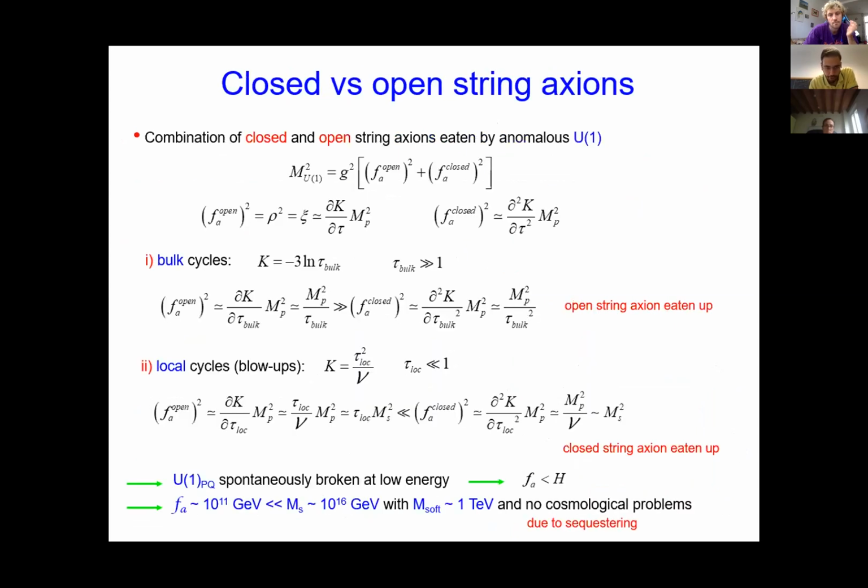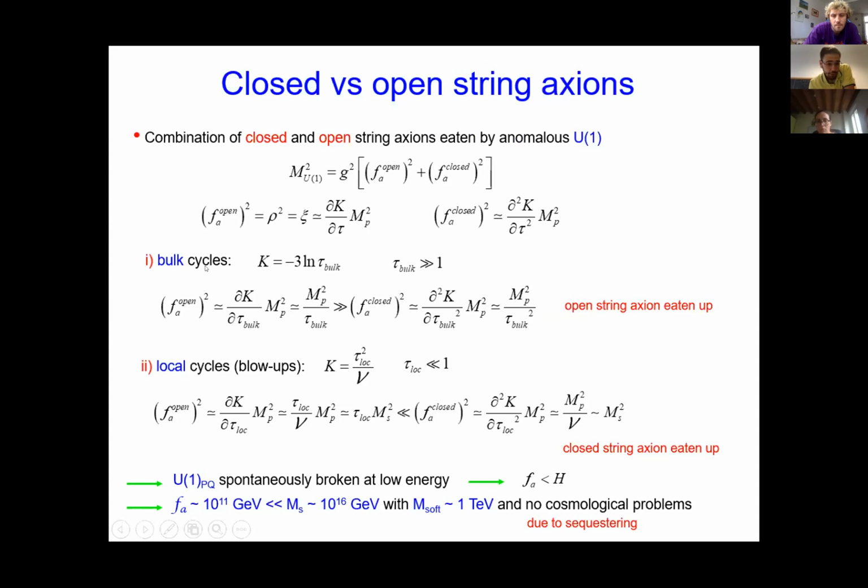So you have these two axions, and then you have to check which one survives in the low energy effective field theory. So you have to understand which combination of closed and open string axion is eaten up by the anomalous U(1). And this can be easily checked by looking at the formula for the mass of this anomalous U(1) that goes like f_a,open squared plus f_a,closed squared. The nice thing is that from string theory, you can compute these f_a,open and f_a,closed, and so you can check which one gives you the largest contribution to the mass, and then you can understand which is the mode that gets eaten up. So if f_a,open is larger than f_a,closed, it means that it is the open string axion that gets eaten up, and vice versa.